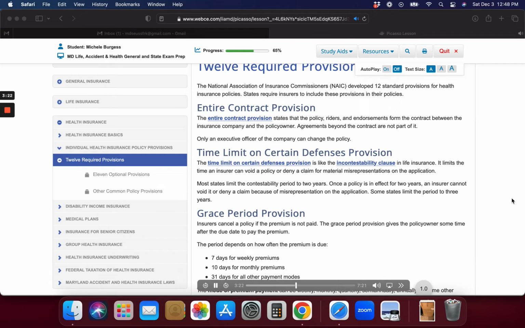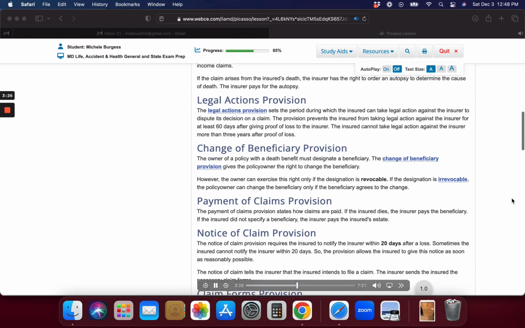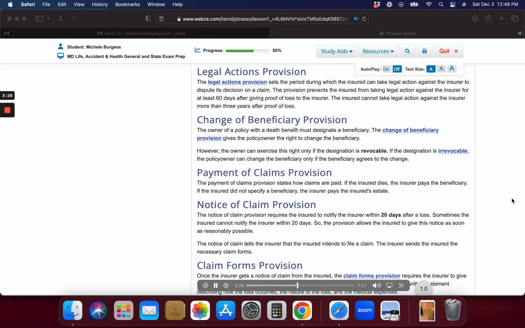Legal actions provision. The legal actions provision sets the period during which the insured can take legal action against the insurer to dispute its decision on a claim. The provision prevents the insured from taking legal action against the insurer for at least 60 days after giving proof of loss to the insurer. The insured cannot take legal action against the insurer more than 3 years after proof of loss.